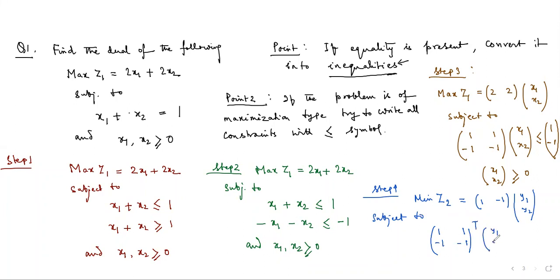Multiplied by the variable, the less than inequality will change into greater than inequality. Now, in place of 1, minus 1, I'm going to write the transpose of the per unit contribution, which is 2, 2. And y1, y2 can be written as greater than or equal to 0.